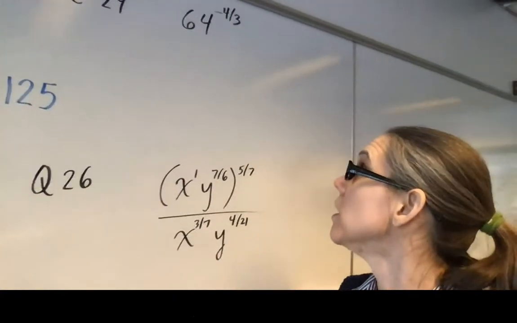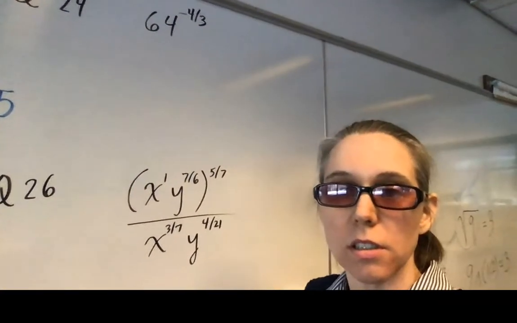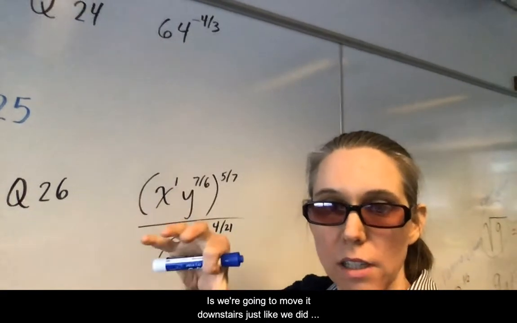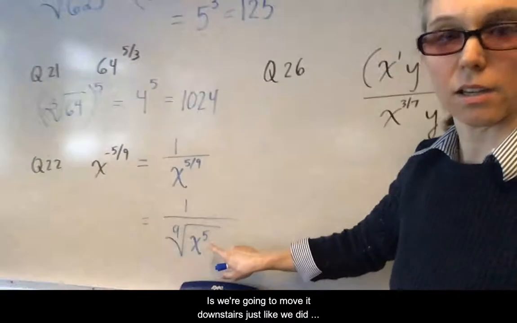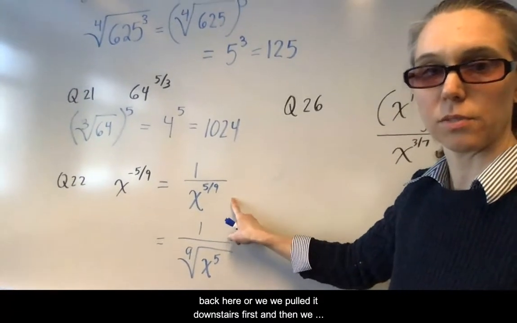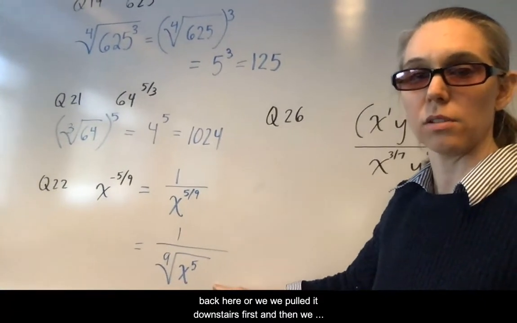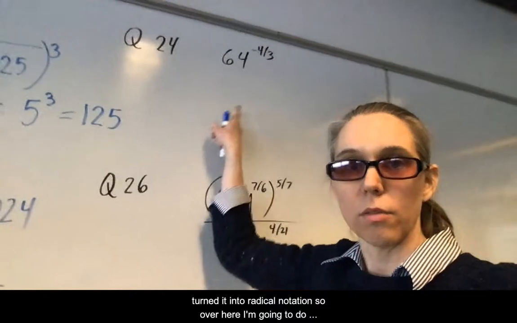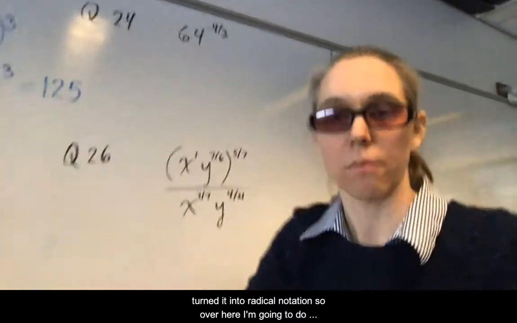All right, so what we want to do first is we're going to move it downstairs, just like we did back here, where we pulled it downstairs first, and then we turned it into radical notation. So over here, I'm going to do the same thing.